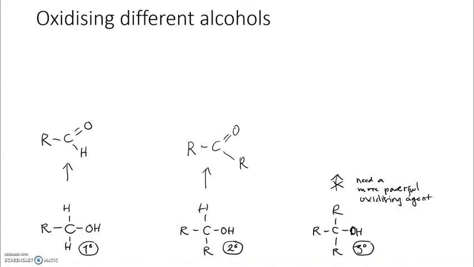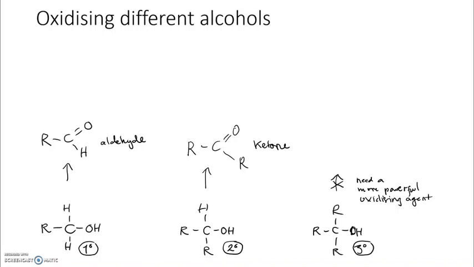Now, if we have a look at the products of oxidation for primary and secondary alcohols, we can see here we have an aldehyde, as we have a carbonyl group next to a carbon-hydrogen bond, and from the secondary alcohol we get a ketone, where the carbon in the carbonyl group has 2 alkyl groups attached to it. It's got 2 carbon-carbon bonds.